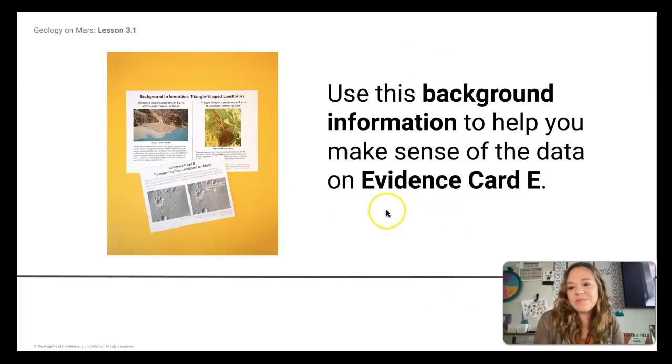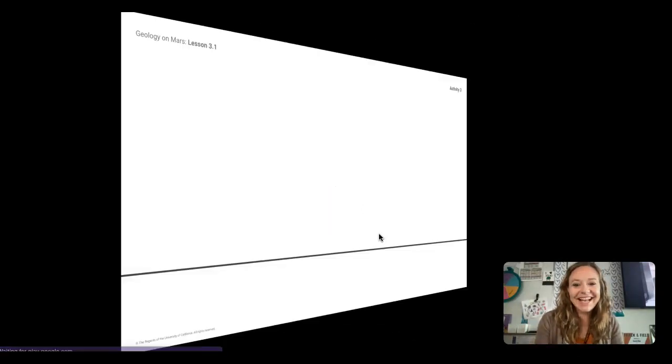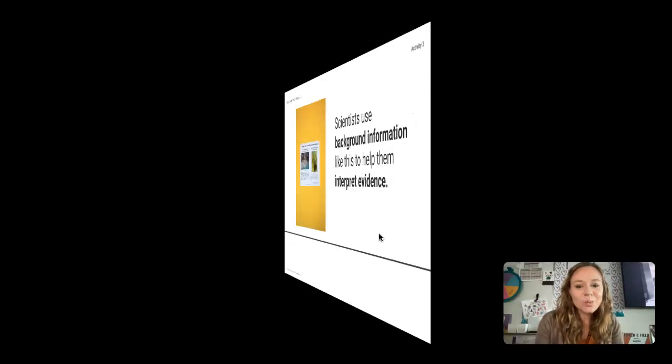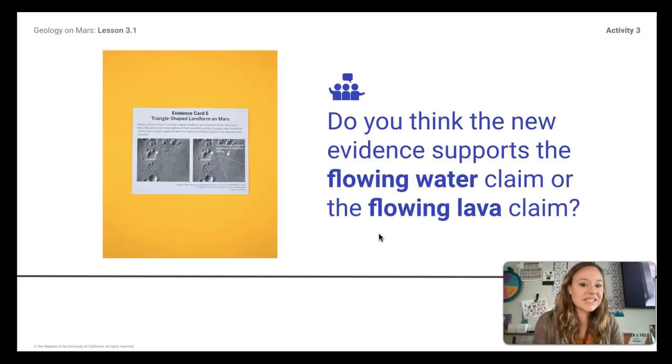We're going to use this information to help us better understand evidence card E, the triangular-shaped form on Mars. You should compare these when you're looking at evidence card E. I said C, but I meant E. You're going to use that to help you interpret the evidence that you have and that you see. At this time, I want you to pause and think about this question: do you think the new evidence supports the flowing water claim or the flowing lava claim?